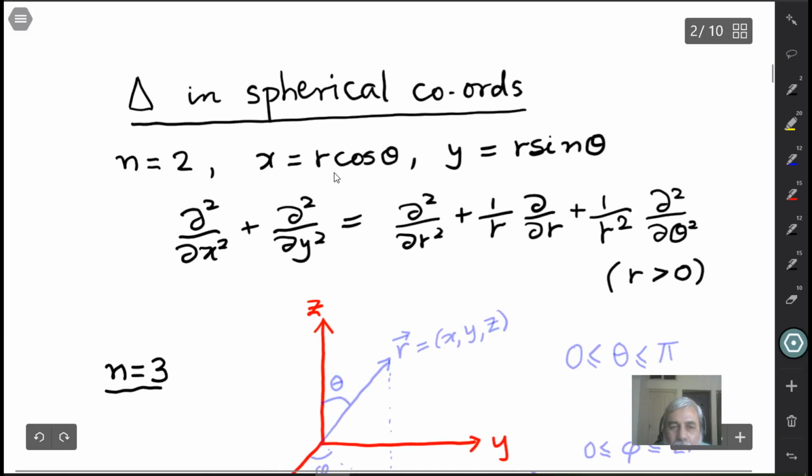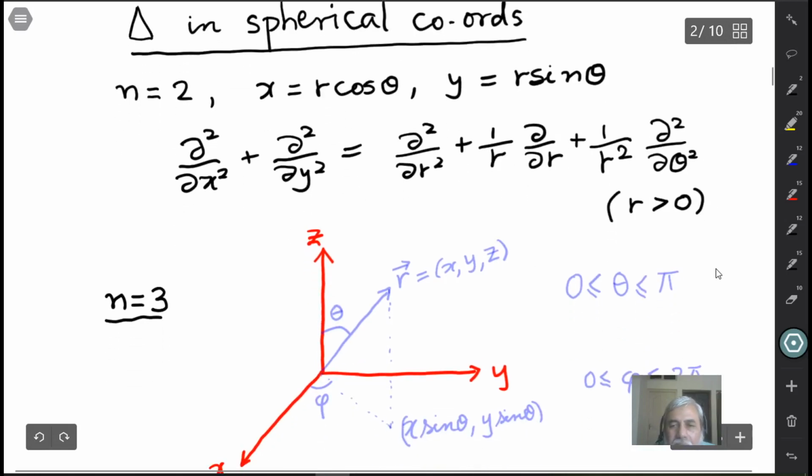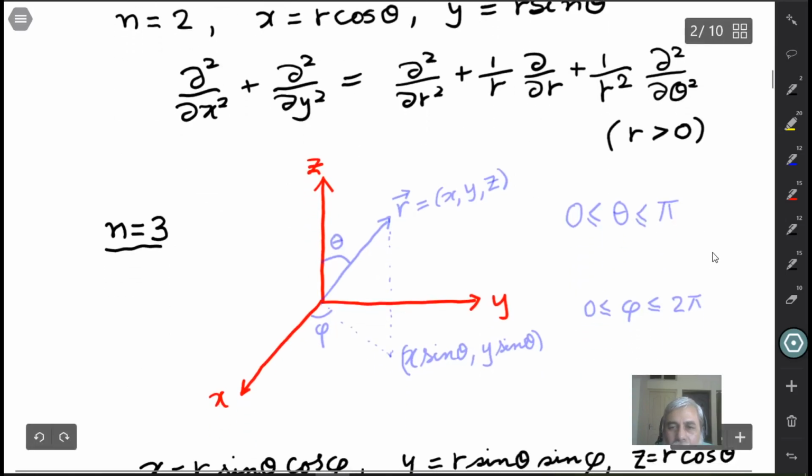So in general, this change of coordinates into polar coordinates or spherical coordinates, this transformation is singular at r equal to 0. So whenever we find solutions in these new variables r and theta, we should always make sure that the solution is bounded as r tends to 0. So we'll see as we go along. And in n equal to 3, okay, let me just mention that also.